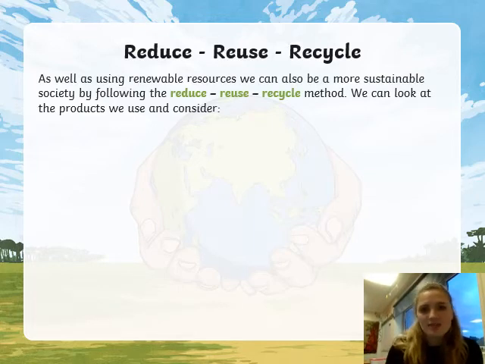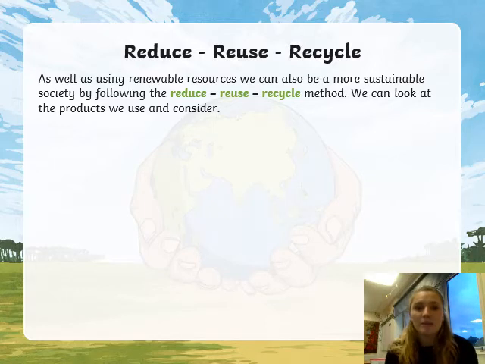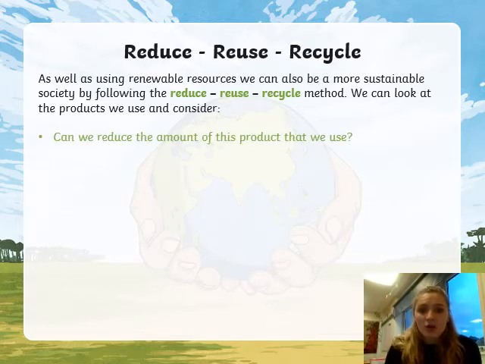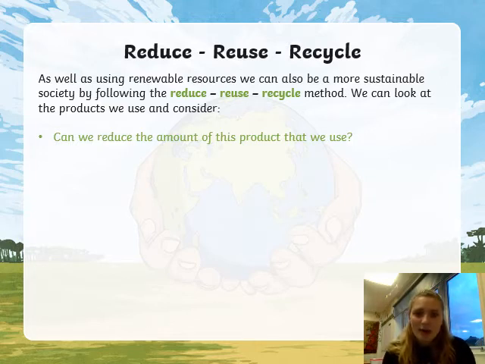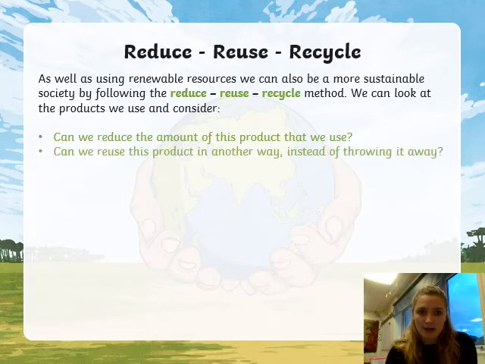Okay, so as well as using renewable resources, we can also be more sustainable by doing this reduce, reuse and recycle method. We can look at the products. We can reduce the amount of this product that we use. If we're using lots and lots of this product, we can think about how we can either use a different product or use a small amount of it.